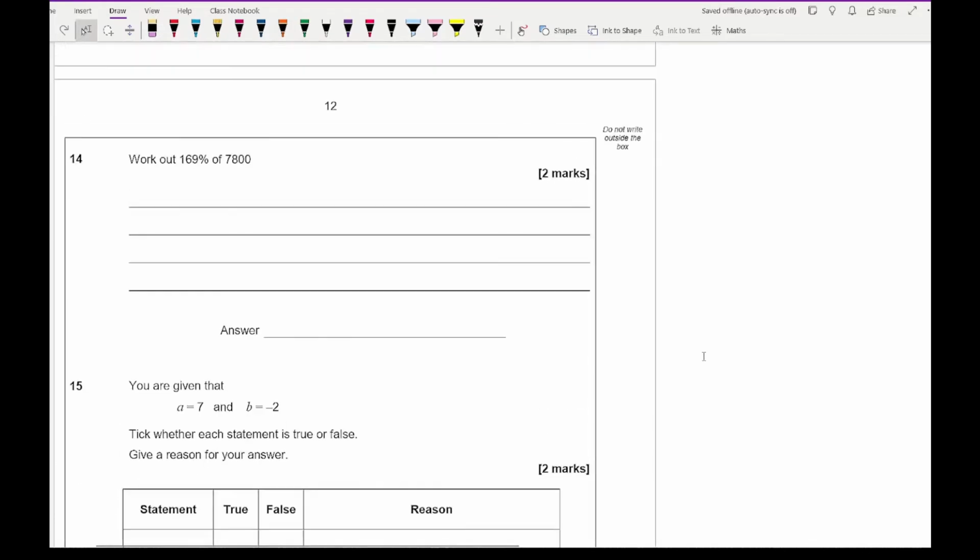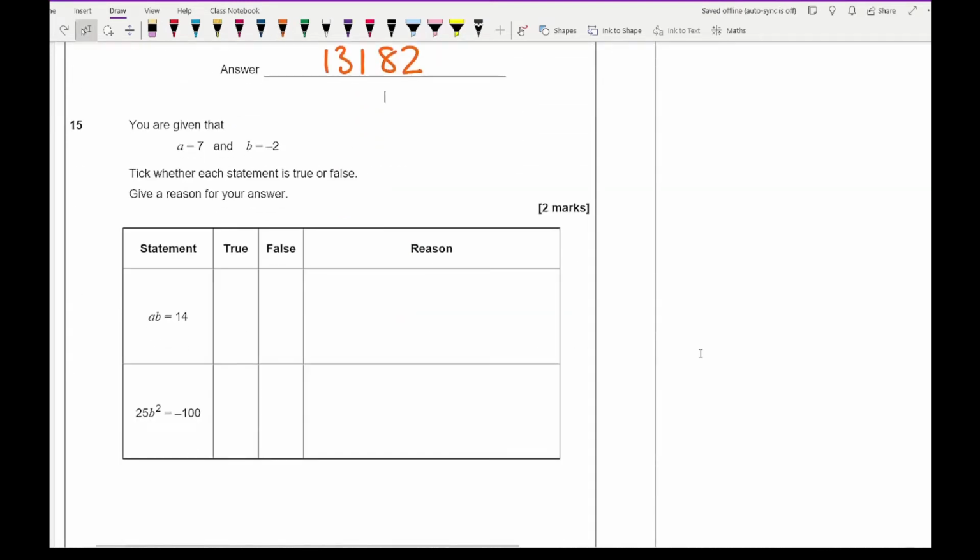Moving on to question 14, it says work out 169% of 7,800. So we want to convert this as a decimal. So that's going to be 1.69 multiplied by 7,800. And if I type that into my calculator, I get an answer of 13,182.